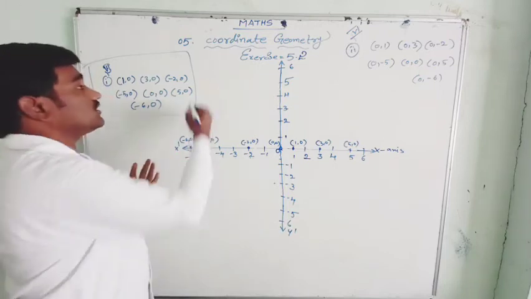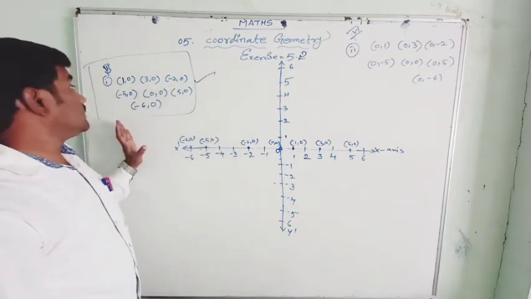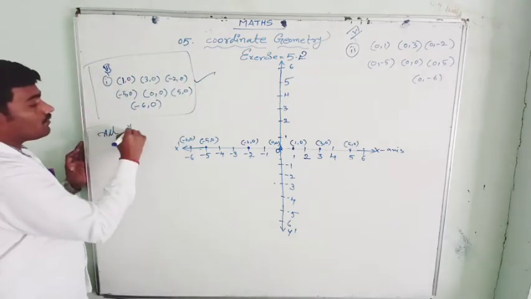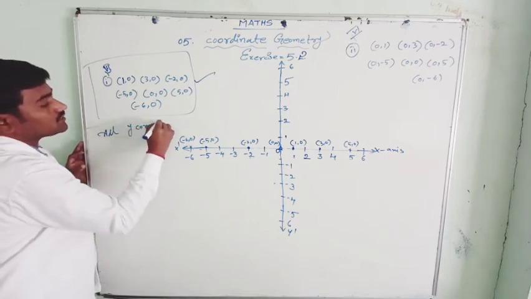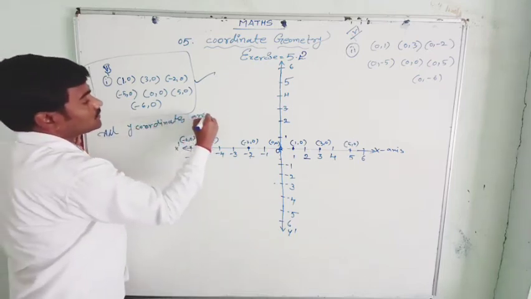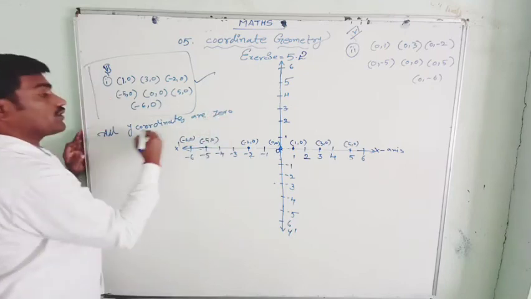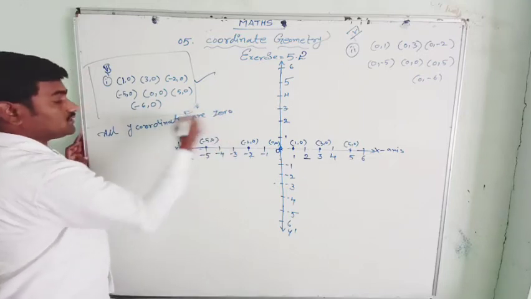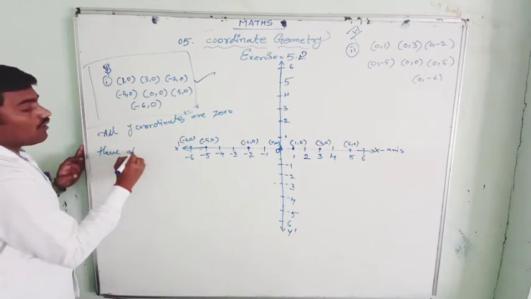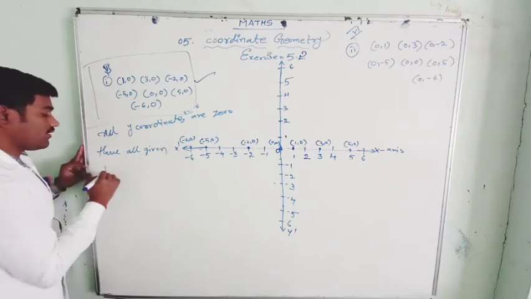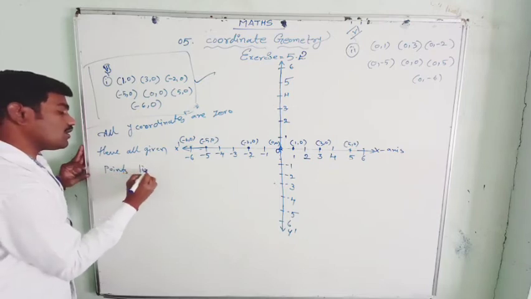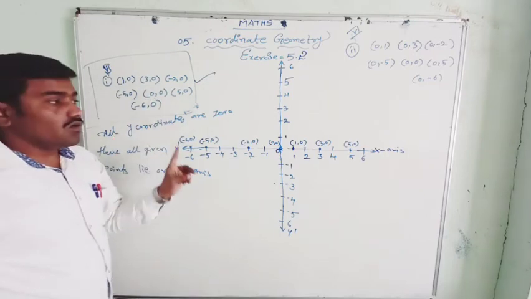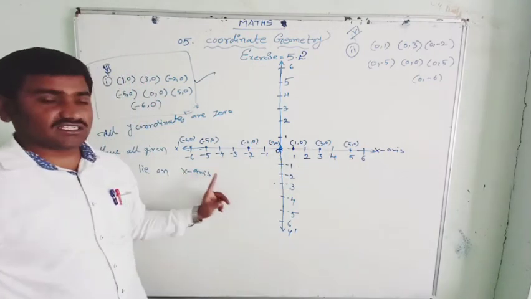So what do you observe in the first question? In the first question, all the y coordinates are 0. Hence, all the given points lie on the x axis. When the y coordinates are 0, all these given points lie on the x axis.